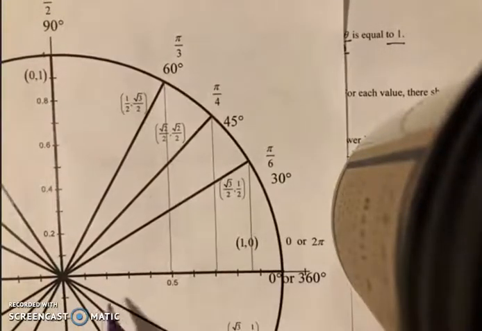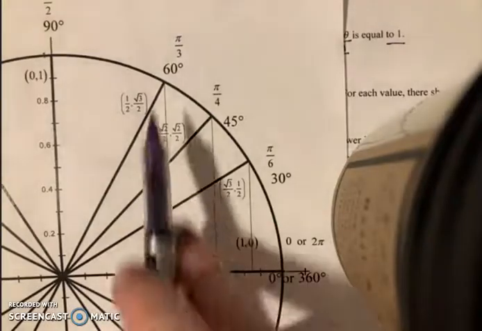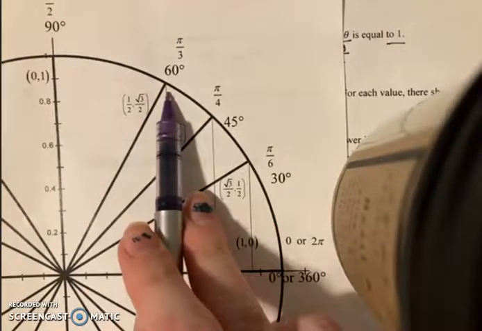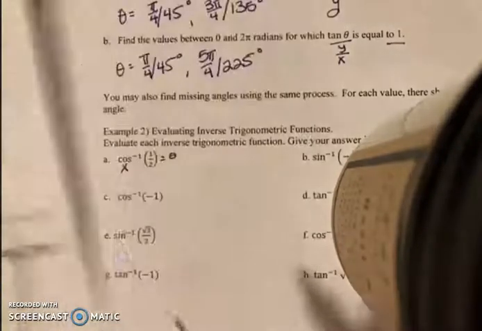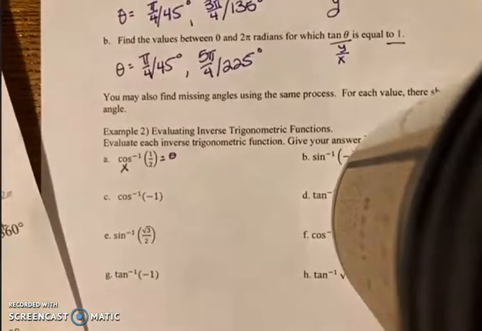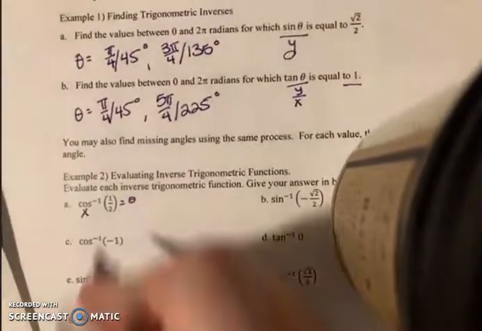And again, this is an x value. So we're just going to look at the unit circle. I'm going to start with quadrant 1. X is positive 1/2 right here. So 60 degrees, or pi over 3. Scooch this over.